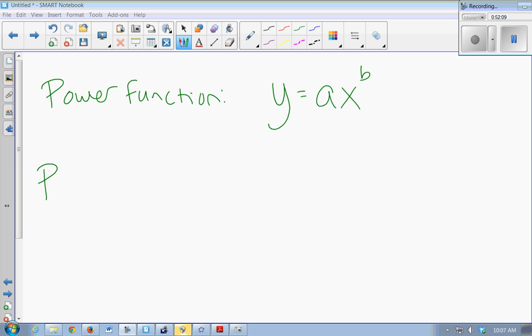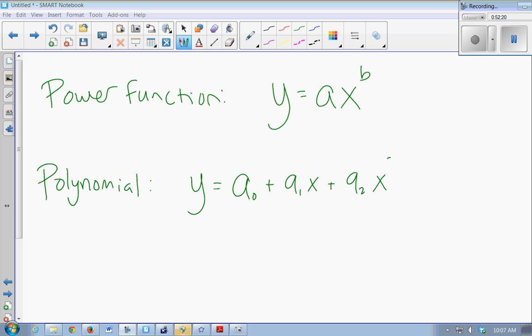A polynomial has the form a0 plus a1x plus a2x squared plus a3x cubed, and so on. And those a0, a1, a2, those are just constants. Okay, they're just numbers. So the powers in a polynomial have to be integers: 0, 1, 2, 3, 4. They have to be positive integers. So this is like a sum of power functions that has positive integer exponents.